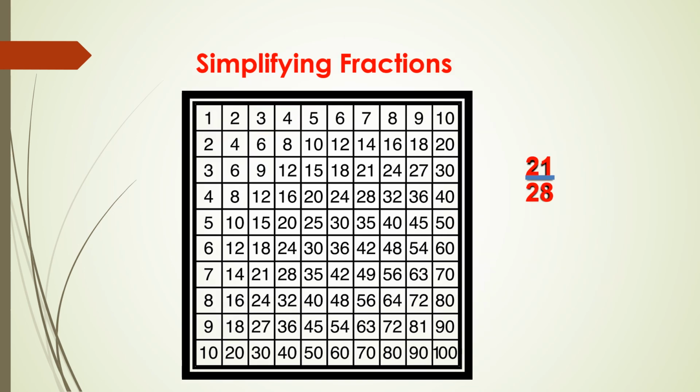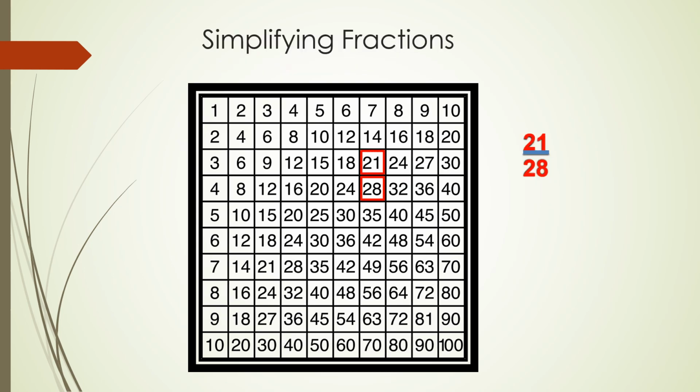Now let's reduce the fraction 21 by 28 to its simplest form. The first step: in the grid, identify where 21 is. Here is 21. In the same column, you have to check whether 28 is there or not. So you ensure that the numerator and denominator, 21 and 28, are in the same column. Here I have taken 21 by 28 in a square box.